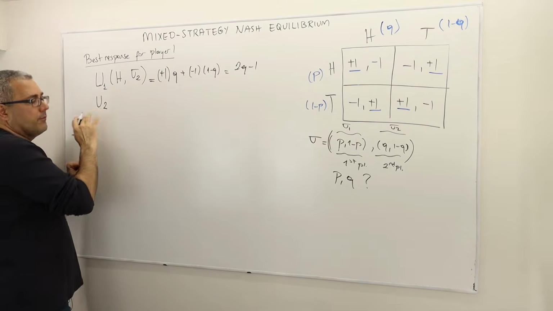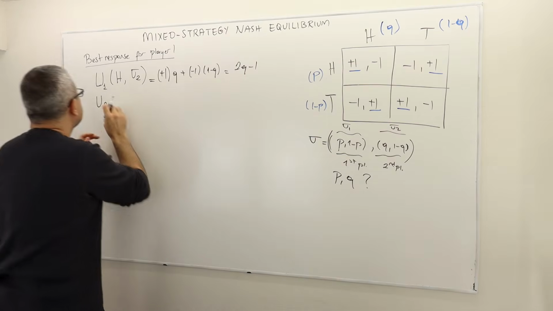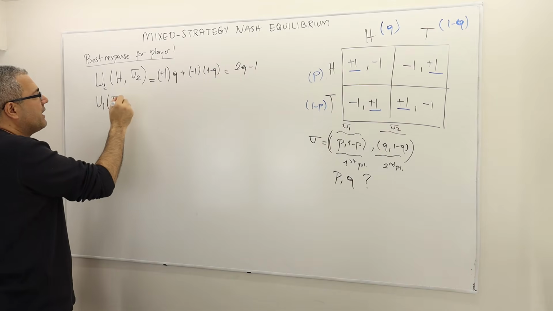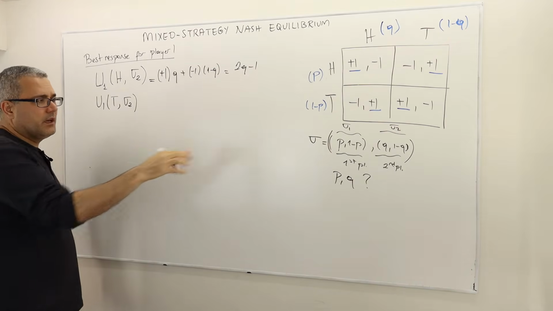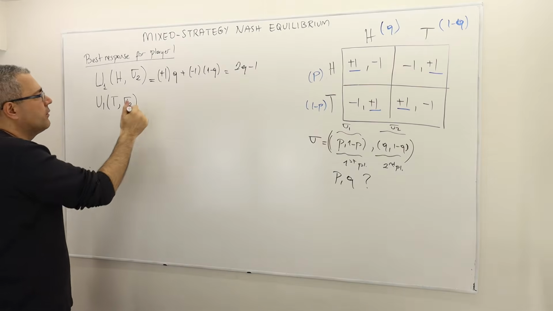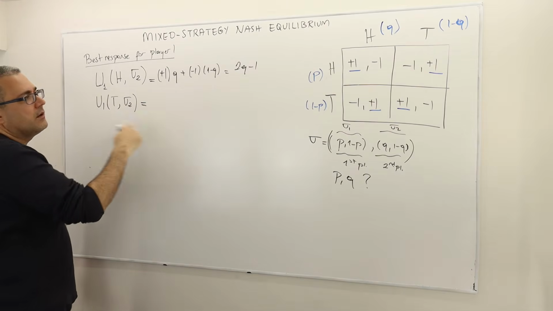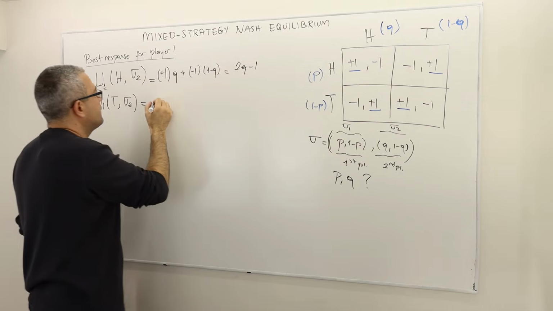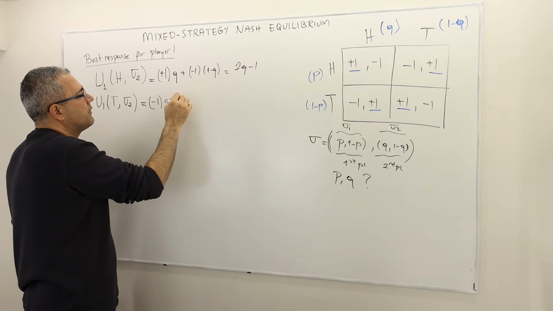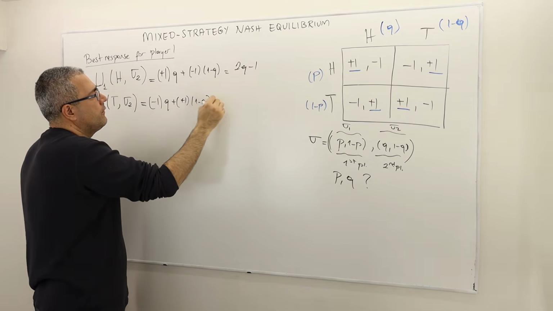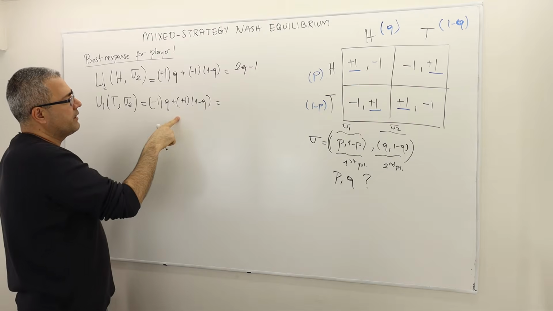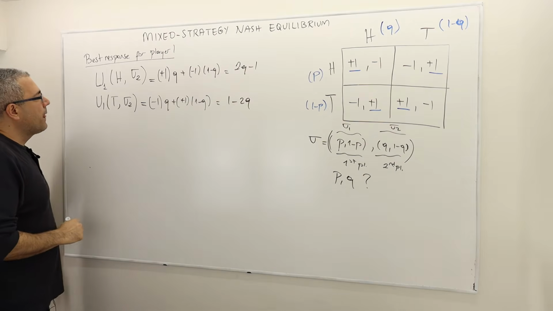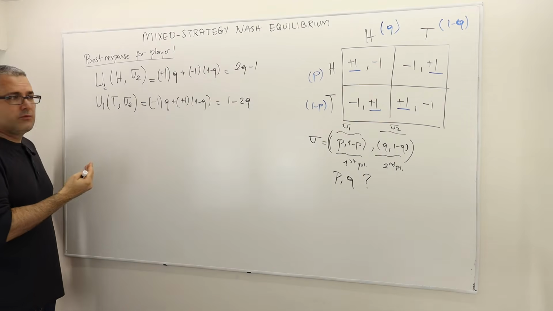What about the payoff of the first player when he plays tail instead? Still, I'm keeping the second player's strategy as sigma 2, which is Q, 1 minus Q. Again, this time it's -1 with probability Q and +1 with probability 1 minus Q. So it's -1 times Q plus 1 times 1 minus Q. If you make this calculation, it's equal to 1 minus 2Q. Okay, so which one is the best response to Q?